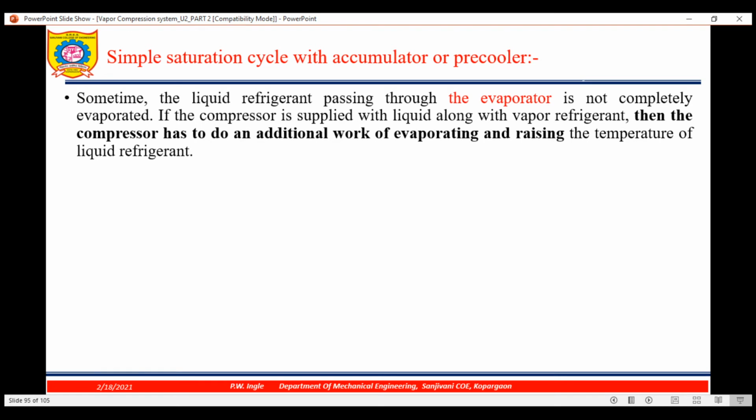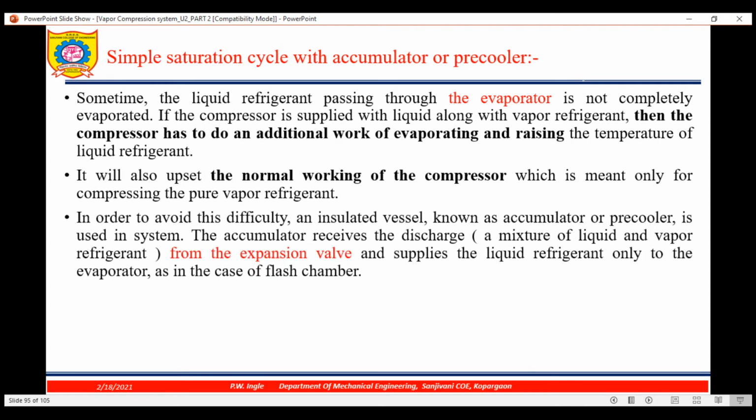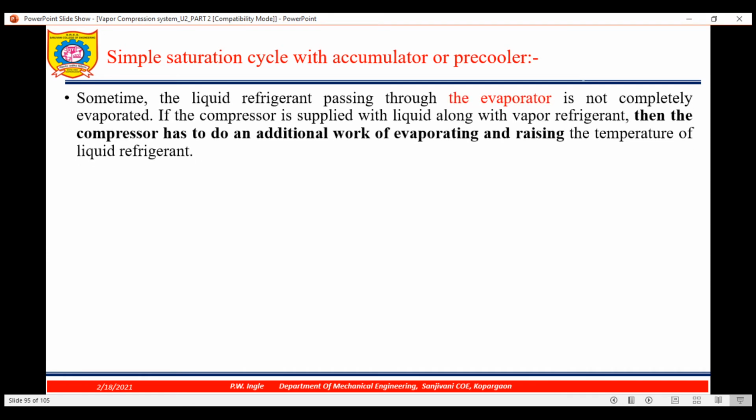Now next is simple saturation cycle with accumulator or pre-cooler. What is the use of this accumulator and pre-cooler? I will read step by step. Sometimes the liquid refrigerant passing through the evaporator is not completely evaporated. So this is the problem with the evaporator. Now if the compressor is supplied with some liquid along with vapor refrigerant, what is the condition of refrigerant before going to the compressor? It should be 100% vapor.